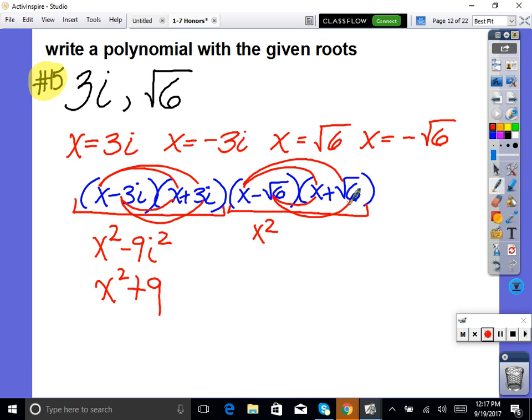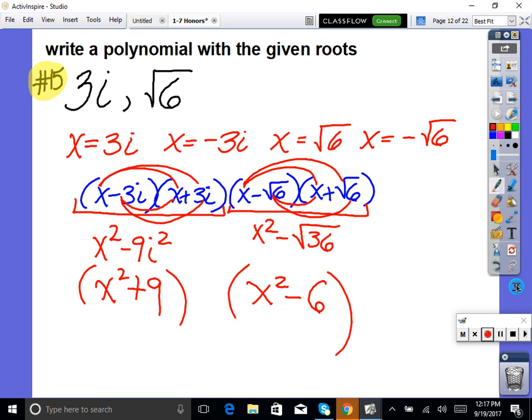Now right here, watch very carefully. That's a minus root 36, because 6 times 6 is 36. So what does that become? X squared minus 6. And now it would be appropriate to then multiply those two polynomials together.